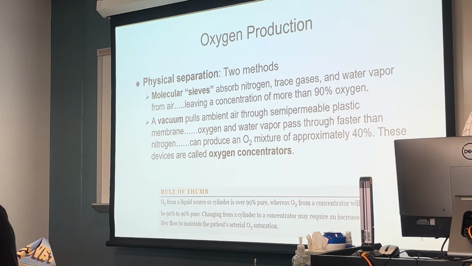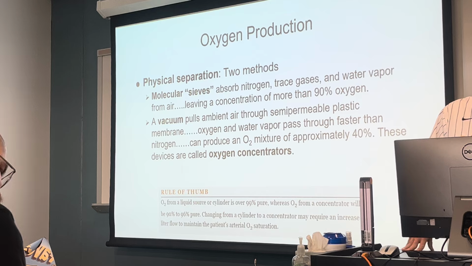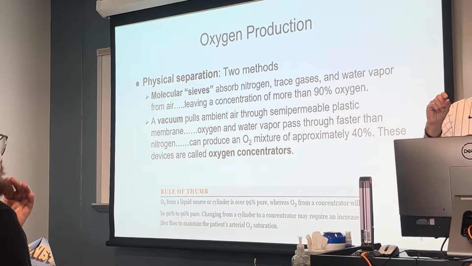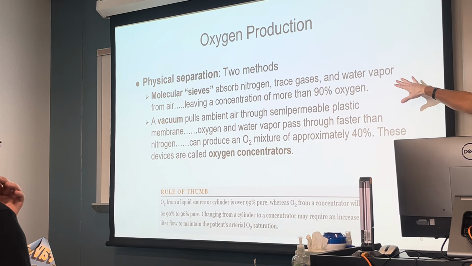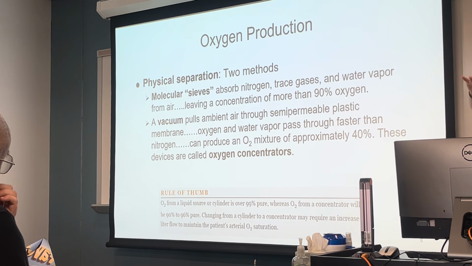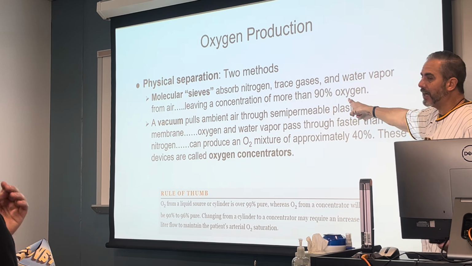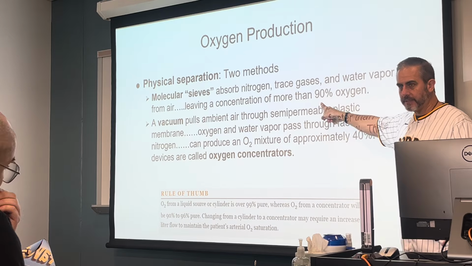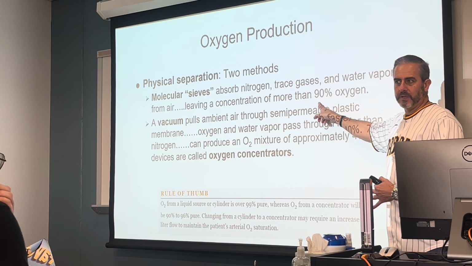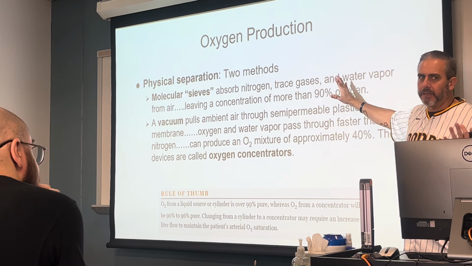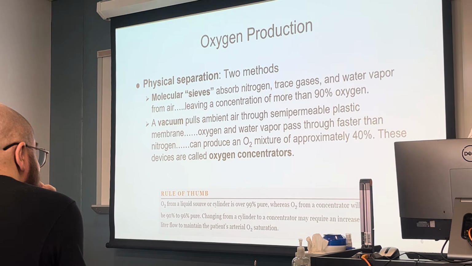Now, physical separation. There are two different ways oxygen can be physically separated from the air. One is through molecular sieves. Sieves are like little pellets that can absorb gases, can absorb nitrogen, can absorb some of the trace gases like argon, some of the other gases, water vapor, leaving oxygen only. Now notice it's not quite as effective as fractional distillation. So the concentration of oxygen isn't quite 99.5% pure, but it's 90%, give or take, pure oxygen.